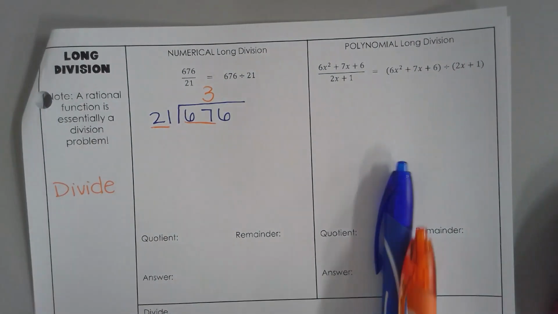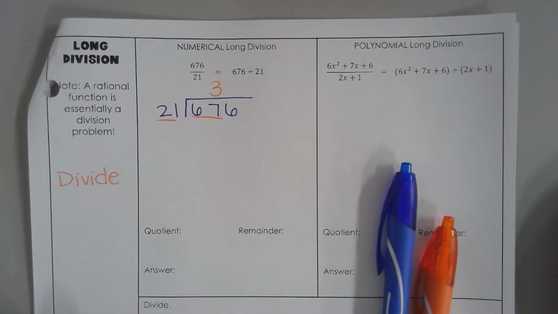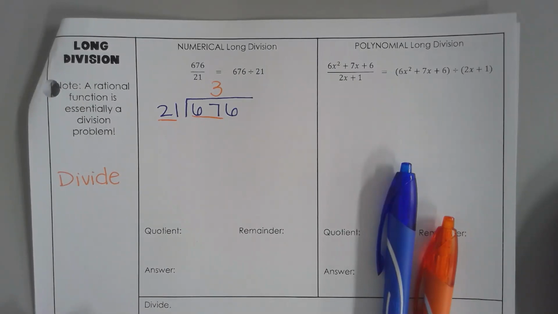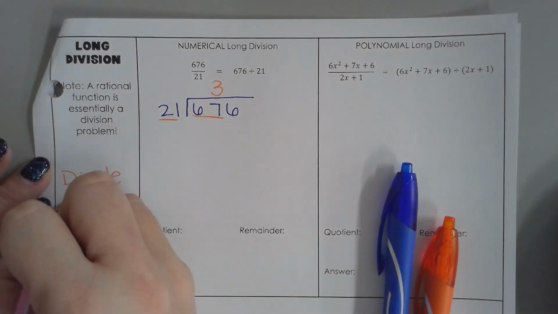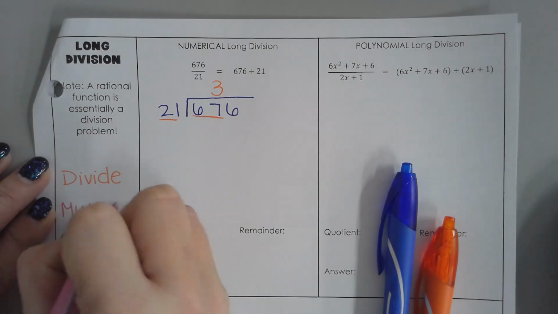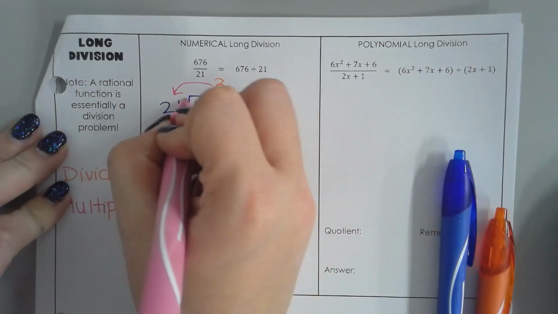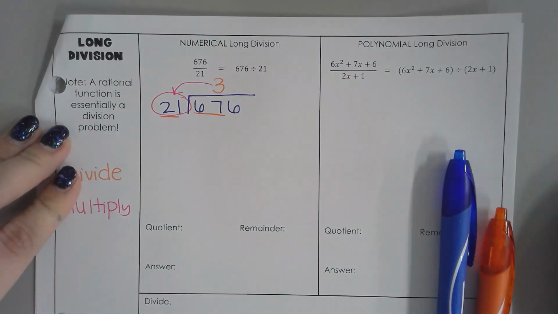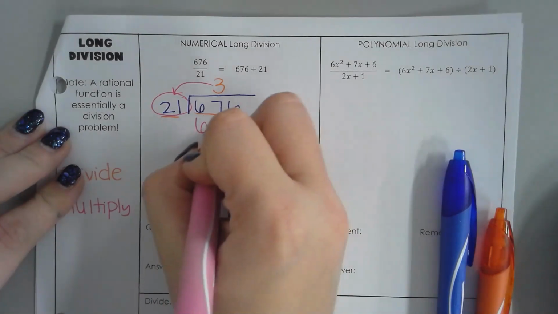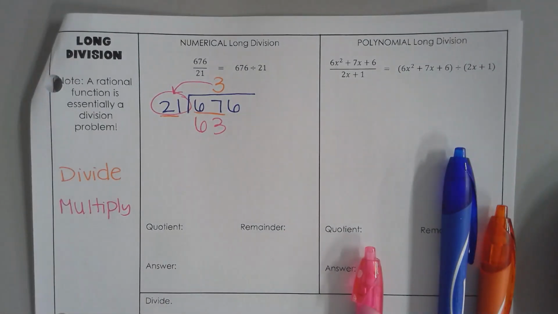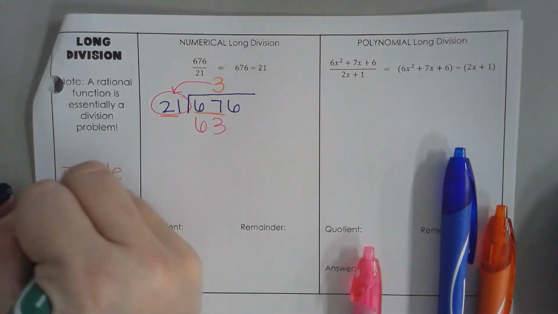Okay. And then when I'm doing long division, what do I do with that 3? You multiply. We take the 3 and we multiply it by the 21. And I get what? 63. And we put that there. And then we subtract.